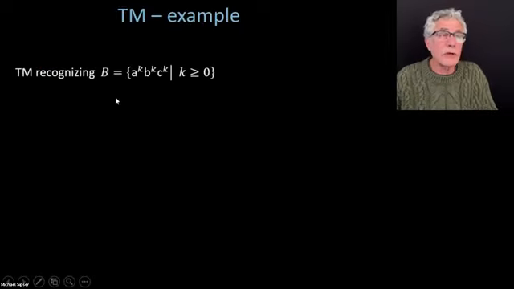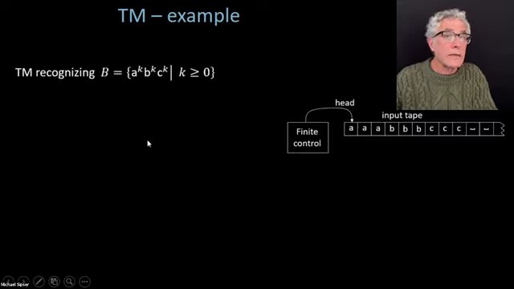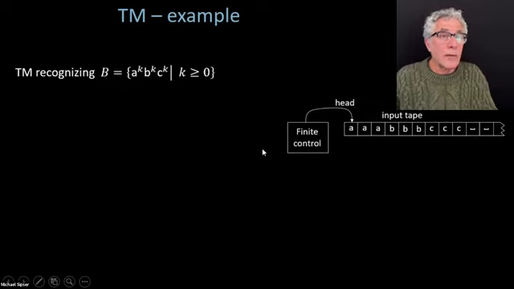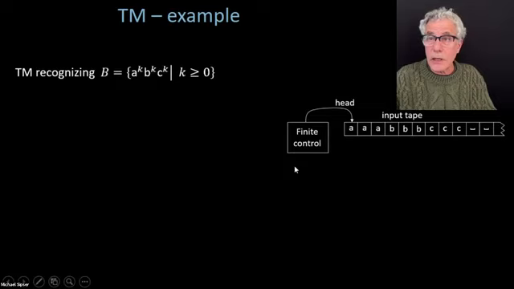Okay, so here's a Turing machine recognizing that language B. Actually, I switched gears on you. Instead of zeros, ones, and twos, I made them A's, B's, and C's, but same idea. So I'm going to show you how the Turing machine operates, and then we'll give a formal definition.